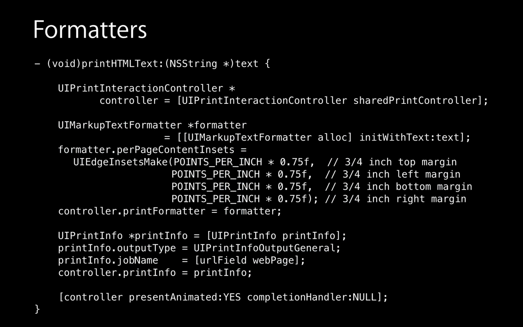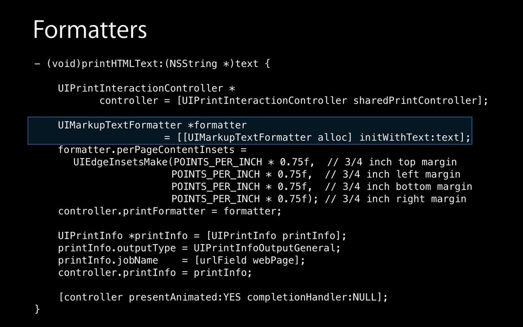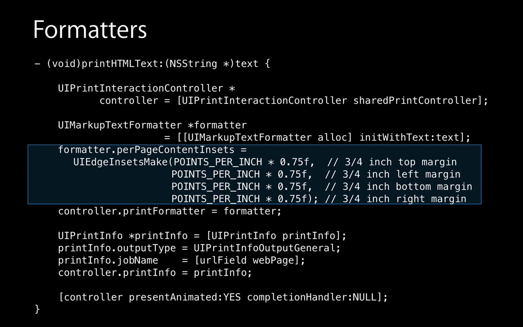So here's a quick code sample of using a formatter. And this is all the code you would need if you had your print layout designed in HTML. This is really all you'd need to do, is this method here. The method takes the HTML text as a parameter. We create our UIMarkupTextFormatter, initialize it with the text that was passed in. Next, we set up our per page content insets, which is a UIEdgeInsets. So we'll call UIEdgeInsetsMake. We'll put 3/4 inch top, left, bottom, and right.